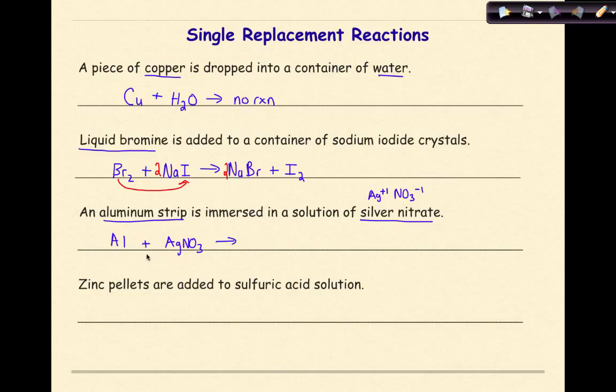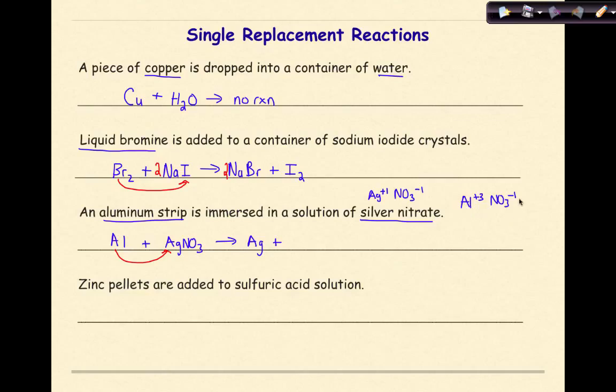Why is it going to happen? Because aluminum is more active than silver is. So aluminum will be able to kick the silver out. One of our products will be silver metal. Now we have to be careful here. Aluminum has a plus 3 charge, Al plus 3. The nitrate polyatomic is NO3 minus 1.